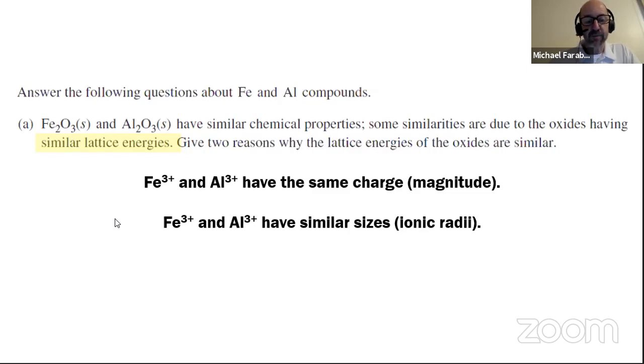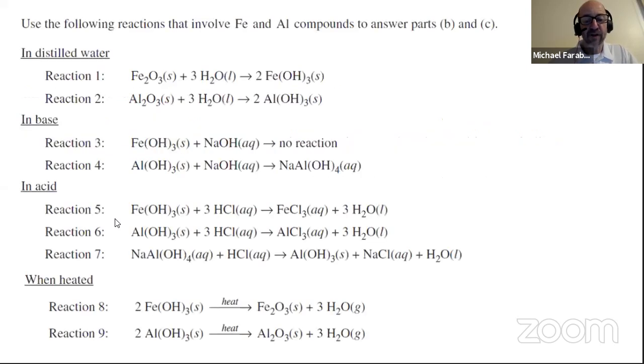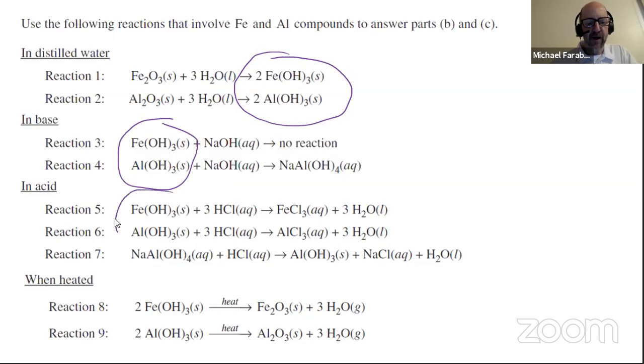All right, on to part B. Now remember, we have all of these reactions here, and we're going to be seeing these compounds over and over again. There's iron hydroxide along with aluminum hydroxide.